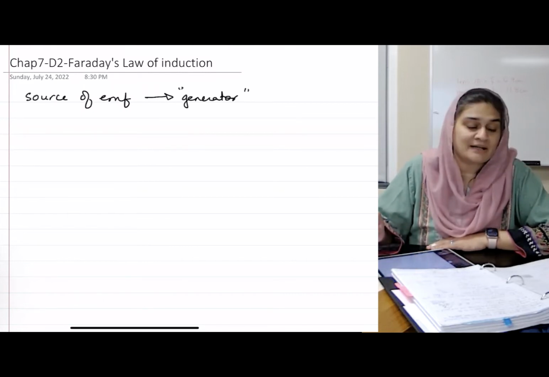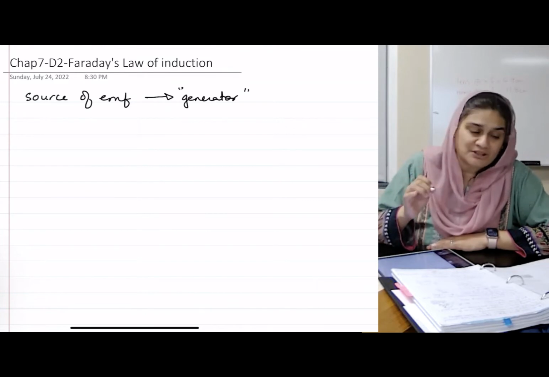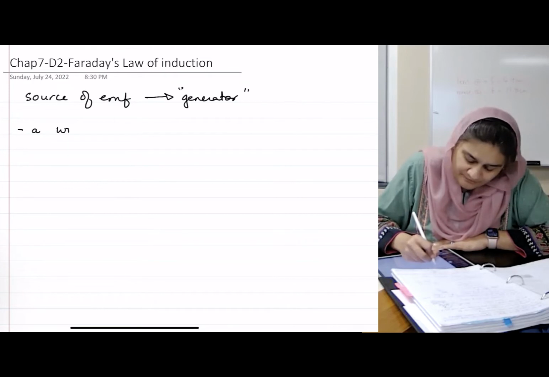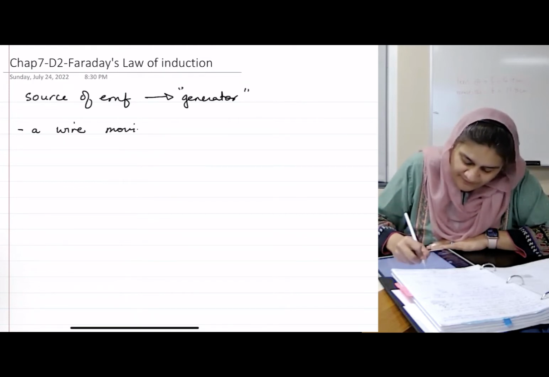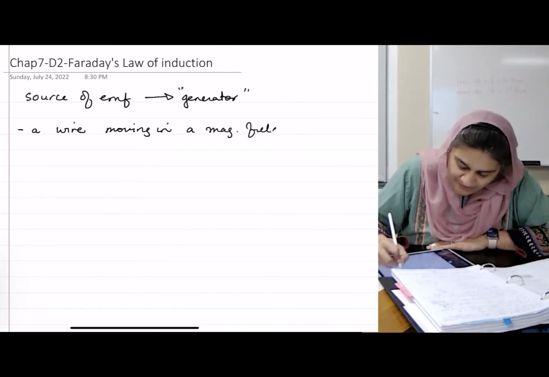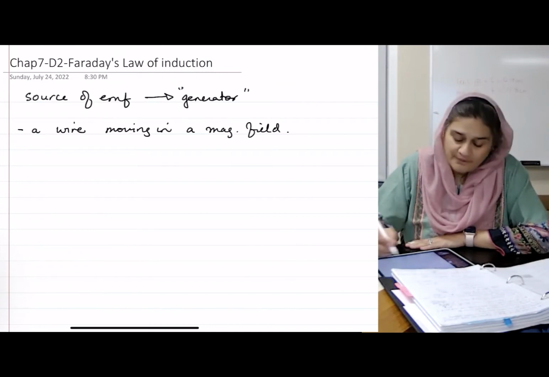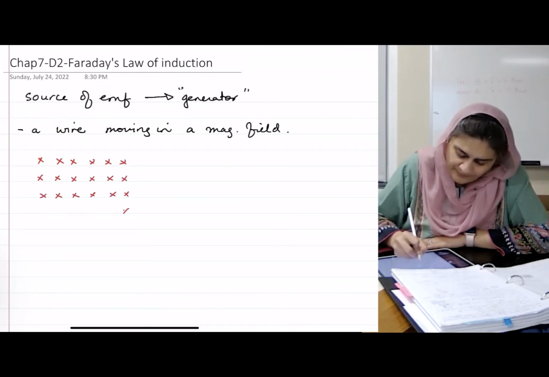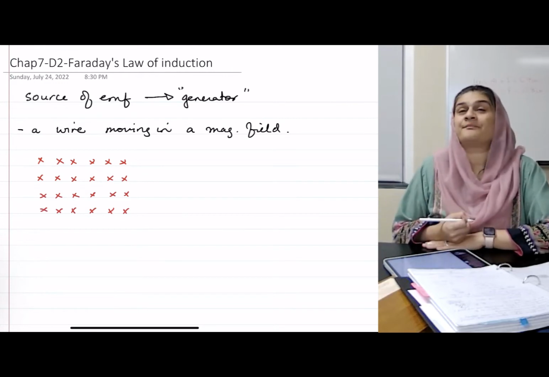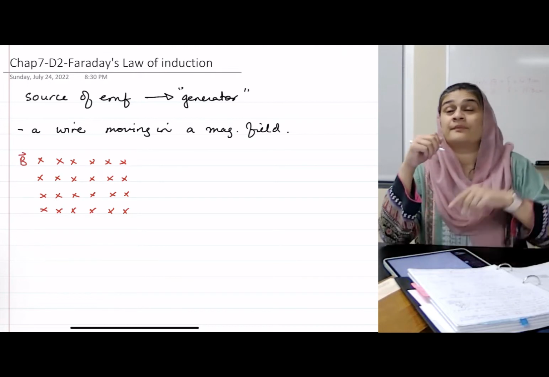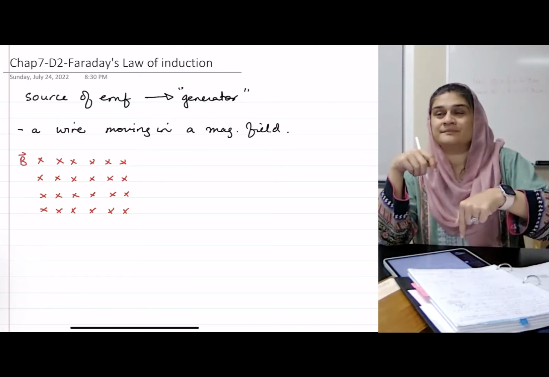Now, how do we make a generator? The simplest generator is a wire moving in a magnetic field. Okay, suppose you have an area like that. What direction is this B field in? Into the paper, right? It's an X.